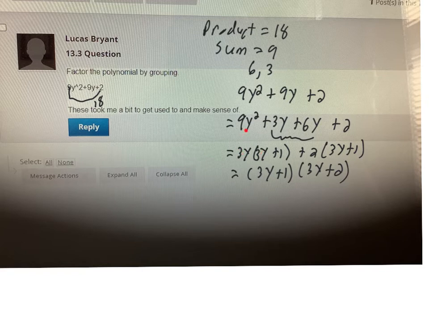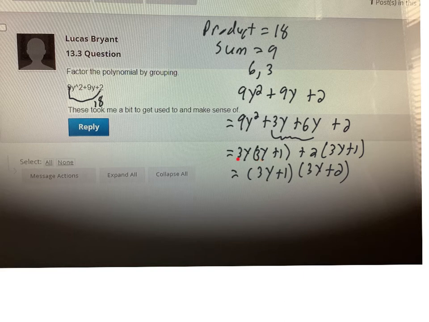3y times 3y would be 9y squared. 3y times 1 would be 3y. Then you want to pair the last 2 terms and factor the GCF, and they both have a 2 in common. So you can check it. 2 times 3y would be 6y. 2 times 1 would be 2.